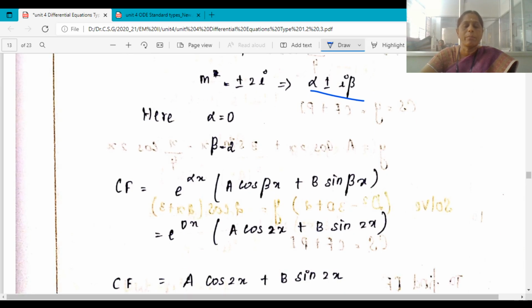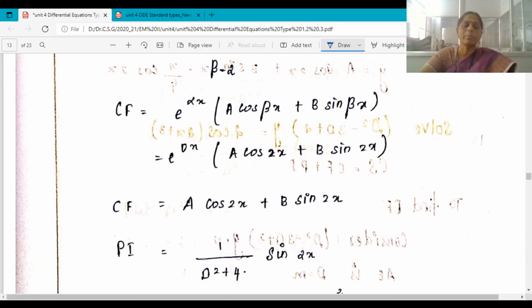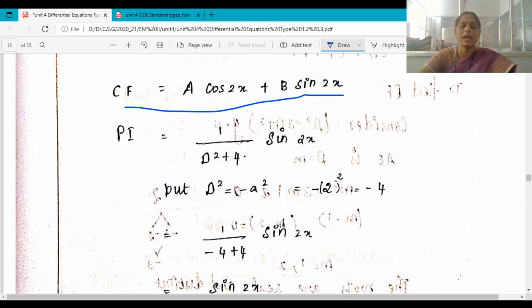In the case of complex roots, the complementary function is e power alpha x into (a cos beta x plus b sin beta x). So e power 0x into (a cos 2x plus b sin 2x). Since e power 0 is 1, the complementary function is a cos 2x plus b sin 2x. Now we are looking for the particular integral, and here as per the template you write it as 1 by D squared plus 4 into sin 2x.